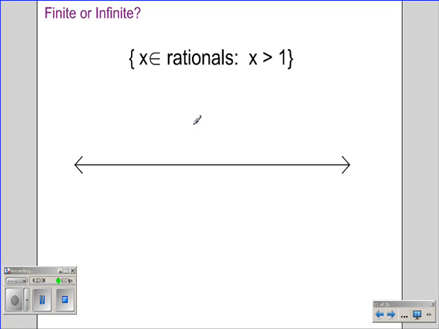Okay, coming back. Rationals is a very large set of numbers. Remember, the reals are broken into either the rationals or the irrationals. So I'm looking at all these numbers that are greater than 1. This is all those fractional parts, but also 2, 3, 4, 5. They're all greater than 1. Anything greater than 1 is definitely going to be an infinite set of numbers.